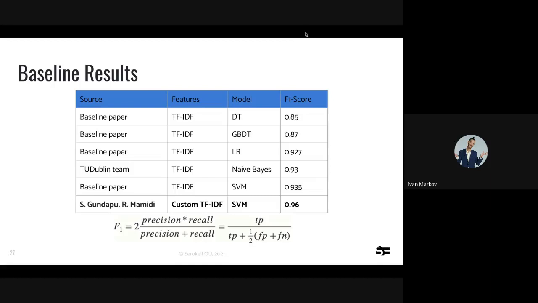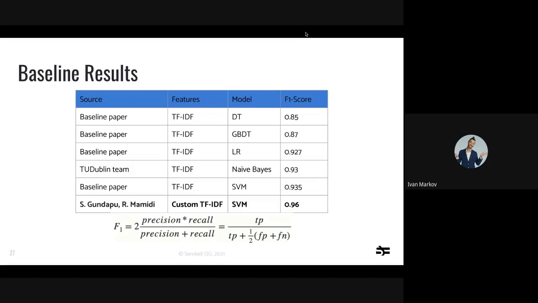And check the results. For baseline results, I used the paper which actually described the dataset, so it's constructed by the organizer. It's called baseline paper in the table. And then I used several papers by the participants who were in the top 5% of the leaderboard, namely TU Dublin and Gundapu and Mamidi, who were actually in the 5th place in the end.